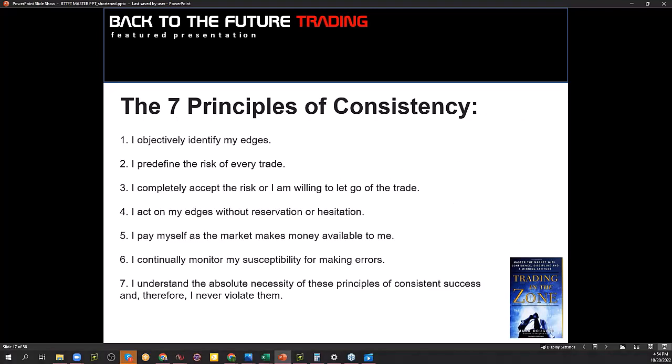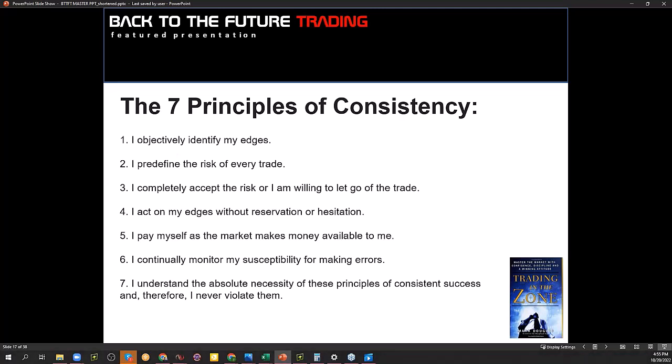7 principles of consistency, also by Mark Douglas. Number 1, I objectively identify my edge. I'm going to pause there for a second. Can everybody objectively identify their edge? Because if not, then I don't know, I might put on the brakes for a second.